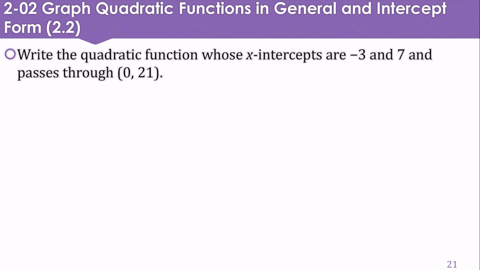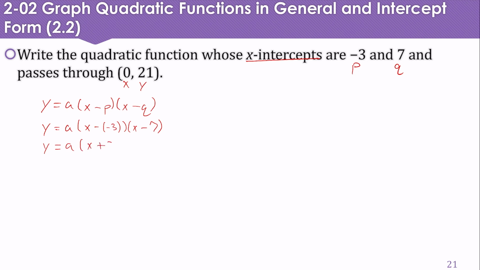Write the quadratic function whose x-intercepts are -3 and 7 and passes through (0, 21). Now we are told these are x-intercepts, therefore that is p and that is q, and this point will be x and y. Since we know the x-intercepts, we will use intercept form. Plug in the p and the q. X minus negative 3 can simplify to be x plus 3.